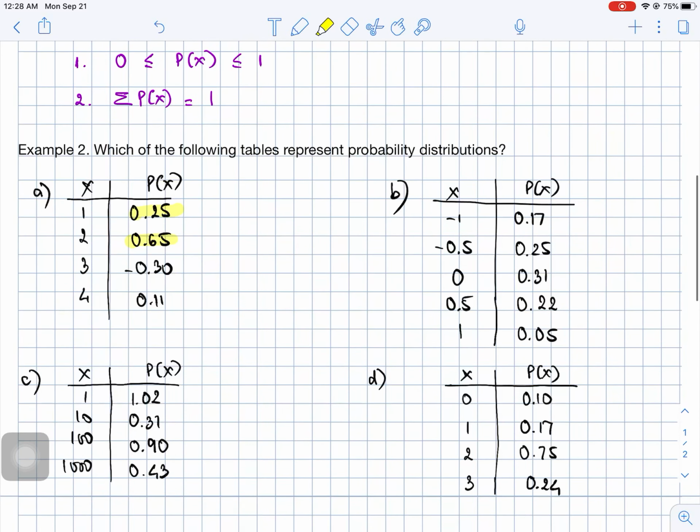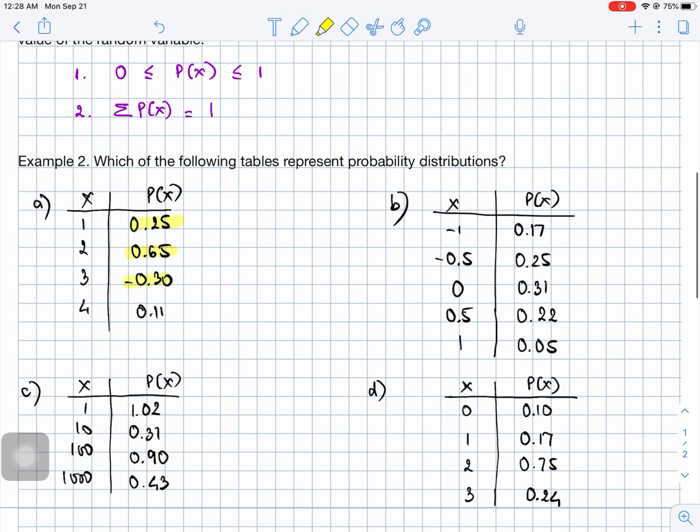So in part A, we see that the probabilities 0.25 and 0.65 are between 0 and 1, but negative 0.30 is not. So negative 0.30 does not satisfy the first condition. So the first table is not a probability distribution.